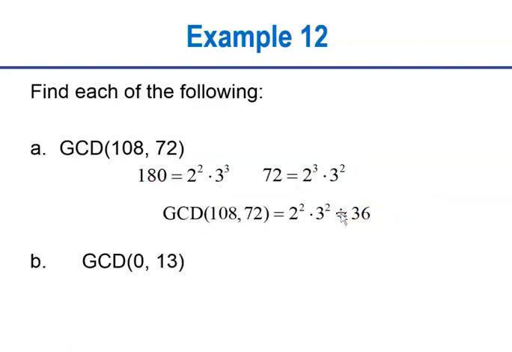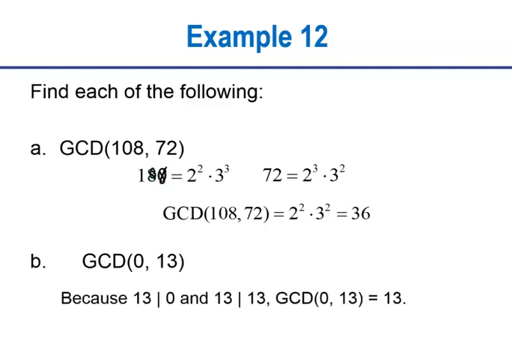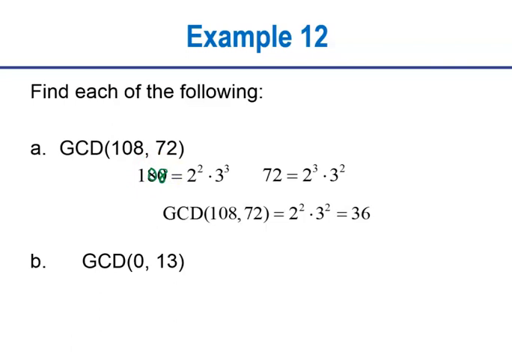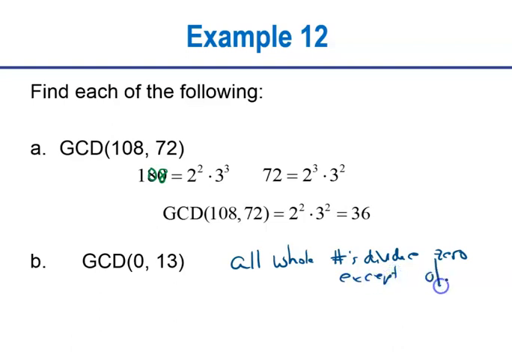Next example, how about the greatest common divisor for 0 and 13? Now, this might seem like an unusual problem to you. Let's think about the divisors of 0. So what numbers divide 0? Well, you know what? All numbers divide 0 except 0. So all whole numbers divide 0 except 0. Remember, what we can't have is a 0 in front of that division sign.